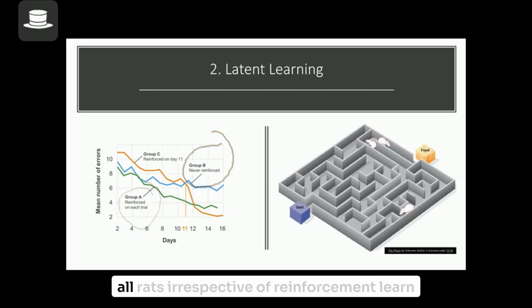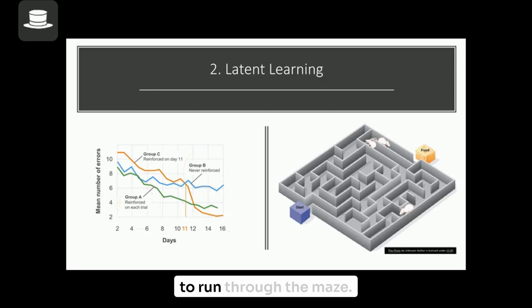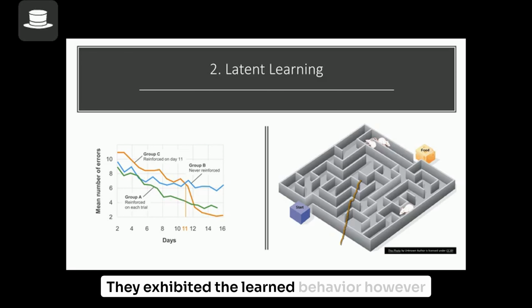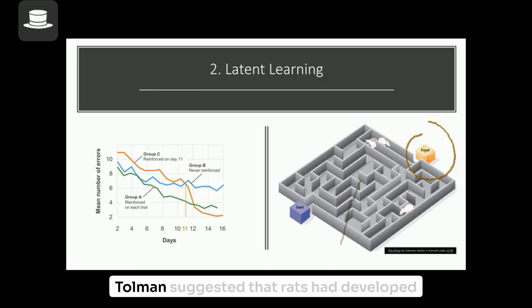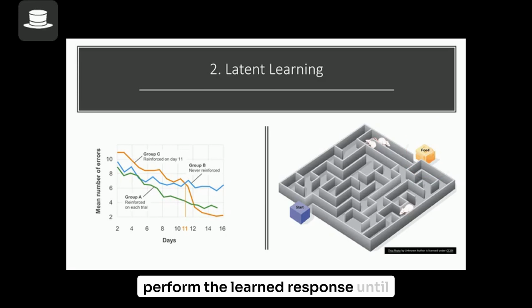In other words, all rats, irrespective of reinforcement, learned to run through the maze. They exhibited the learned behavior, however, only when the rats were reinforced. Tolman suggested that rats had developed cognitive maps or cognitive representations of the maze, but they did not perform the learned response until the behavior was reinforced.